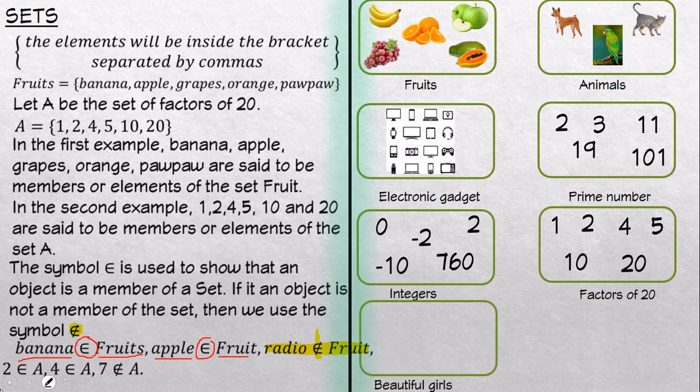All right, so realize that we let our A be the set of factors of 20. So realize that we have 2 to be a member of the set A, 4 is a member of the set A, 7 is not. To realize that 7 is not, we use this symbol over here, is not a member of the set A.